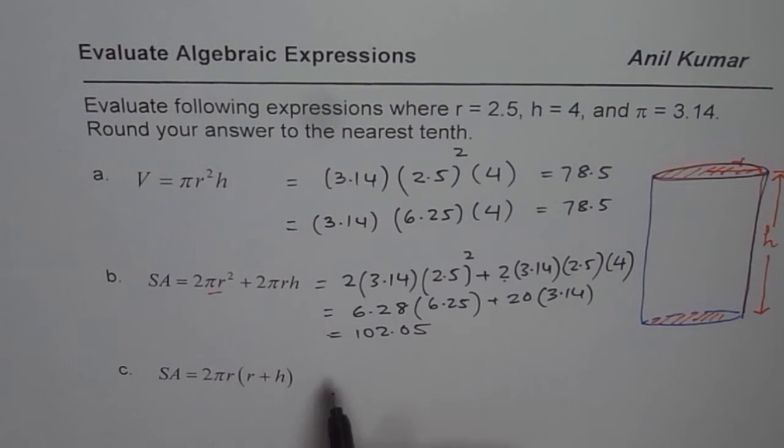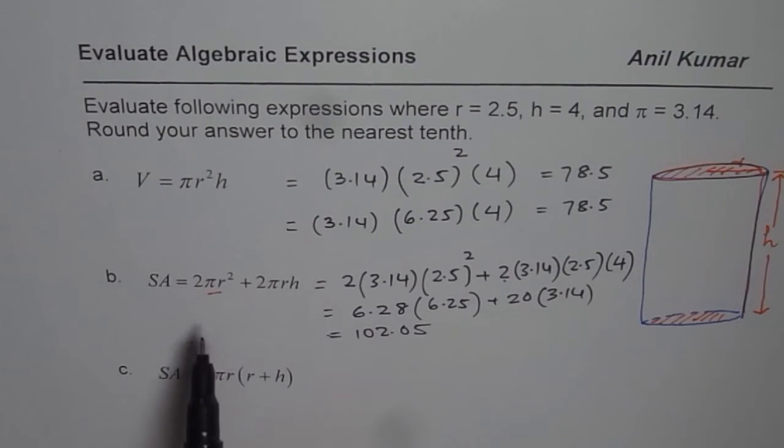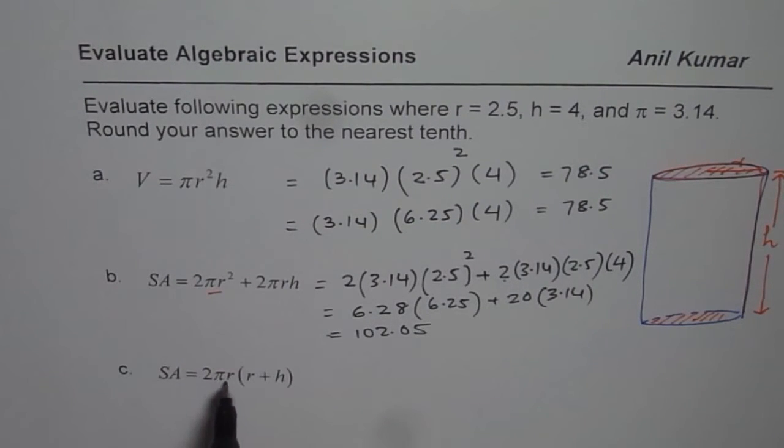Now the last one is left for you. Try to calculate this answer and check what you get. You will notice that these two equations are similar. I have taken 2 pi common. So 2 pi r, and then we get r plus h. So you should get the same answer as you got in B. So this is indeed equal to the answer in B, right? So it is just for your practice.